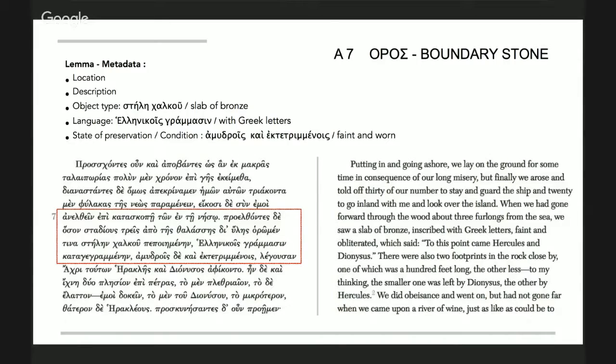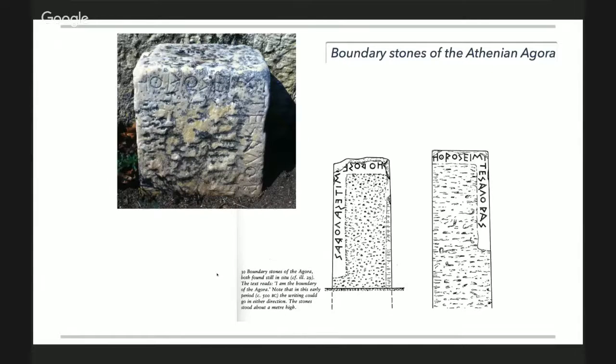So what can it be? This inscription with a very quick mention of Archi touton Heracles kai Dionysos afficonto. I would say that if we try to categorize it, it's an oros, a boundary stone, like real ones that existed in the Greek world. And here is one of the most famous of these horoi, the one which was on one side of the Athenian agora, saying, I am the oros of the agora.